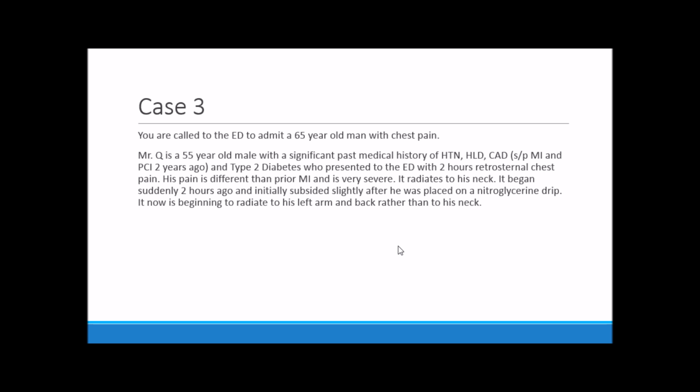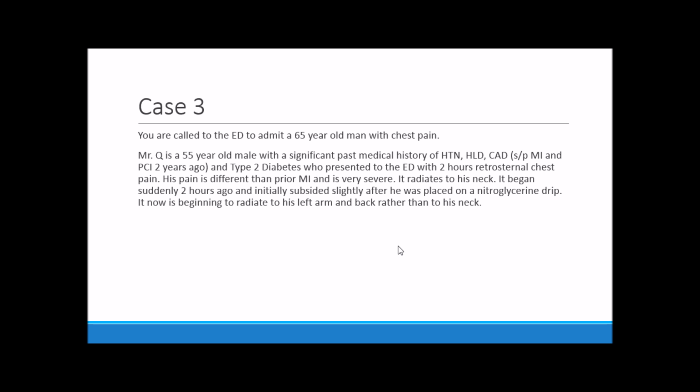Moving on. Case 3. You're called to the ED to admit a 65-year-old male with chest pain. Mr. Q is 55. History of hypertension, hyperlipidemia, coronary artery disease, type 2 diabetes. Comes to the ED with 2 hours of retrosternal chest pain. His pain is different from his MI and is very bad. It radiates to his neck. It began suddenly 2 hours ago and initially subsided right after he was placed on a nitroglycerin drip. But now it's starting to radiate to his left arm and back rather than to his neck.